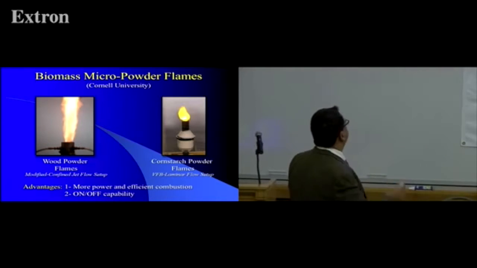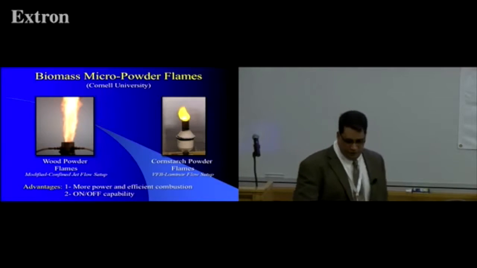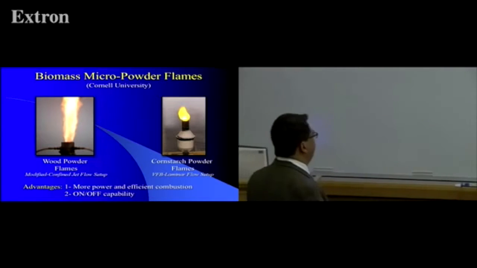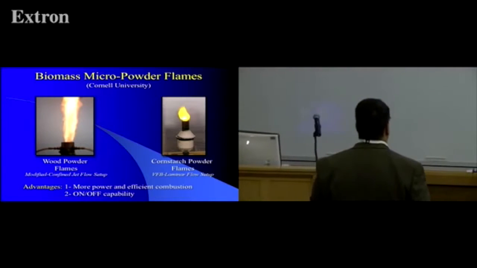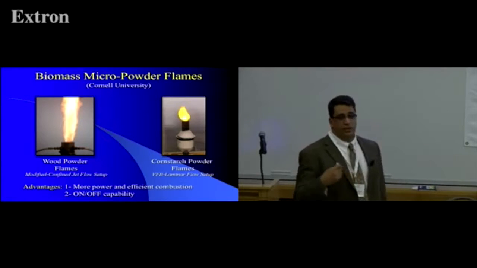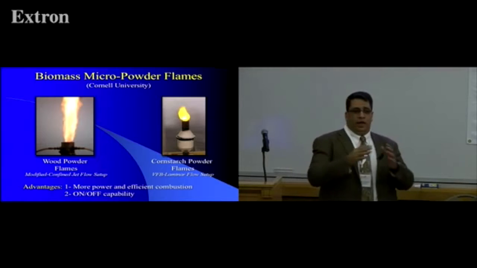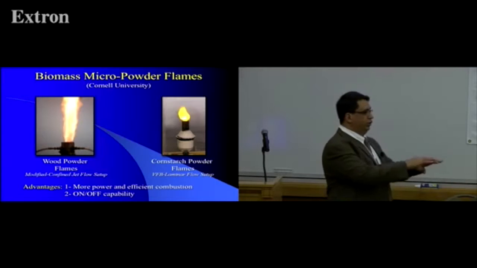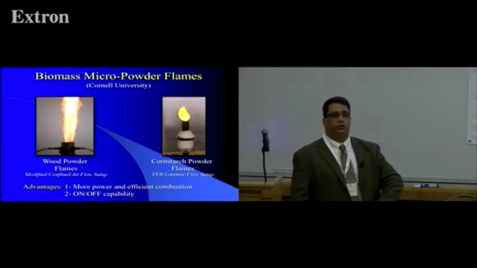So if you were to look at some of the experiments that we've done, we looked at wood powder flames, we looked at cornstarch flames, we looked at flames from coffee powder and so on. Not that we recommend that you actually do this, but wood powder flame was what we were actually interested in. So we were able to produce a lot of power and a more efficient combustion. And the nice thing about powder combustion is it has the ability of going on and off as you require. If you ever try to grill with charcoal, what do you do? You set up your charcoal, you have to wait for half an hour till it reaches the proper combustion temperature, right? And then you start grilling and so on. And then when you're done, you have to wait for it to cool down by itself.